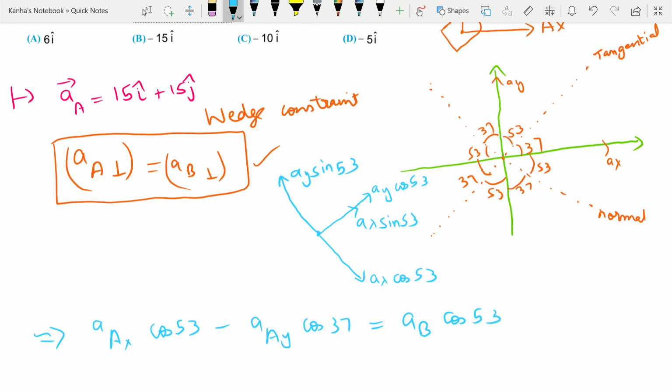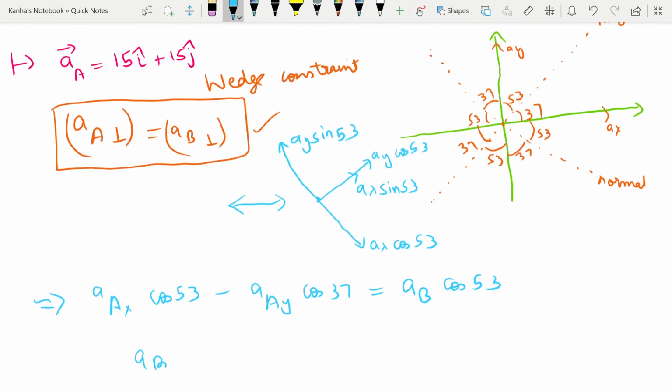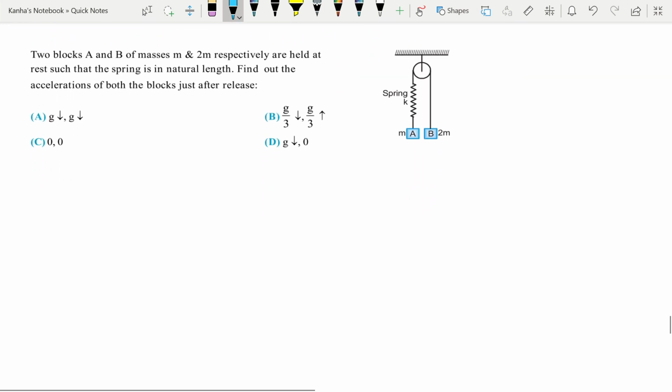Note why I have written this, because my wedge B can only move in the horizontal direction. So AB turns out to be minus 5 meter per second, or AB is equal to minus 5 i cap. Okay, this is done. Let's look at another question.